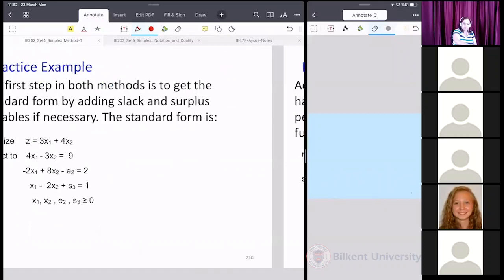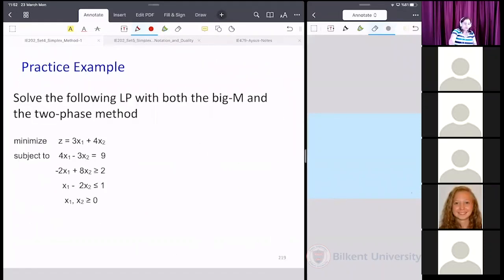Do I solve it? Okay. So any questions? If not, we have a practice example that we will solve together. Any questions? Okay. Now look at this practice example.